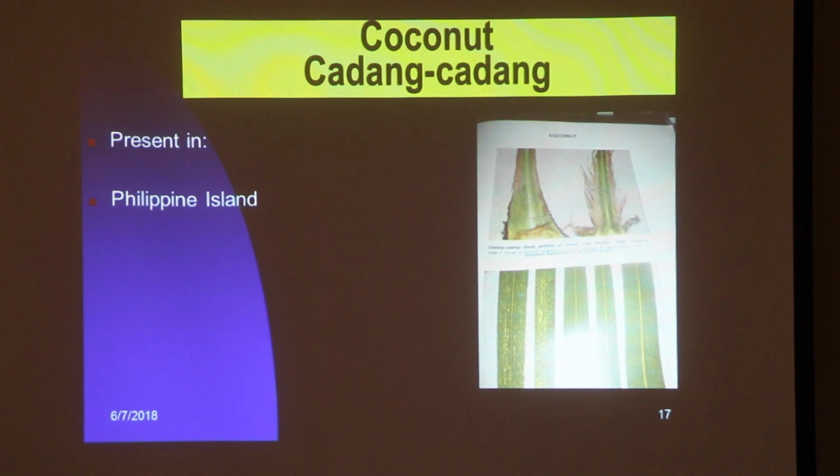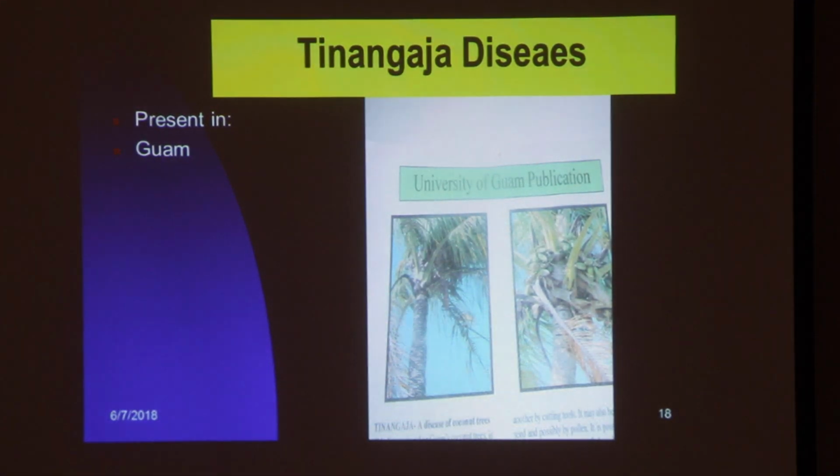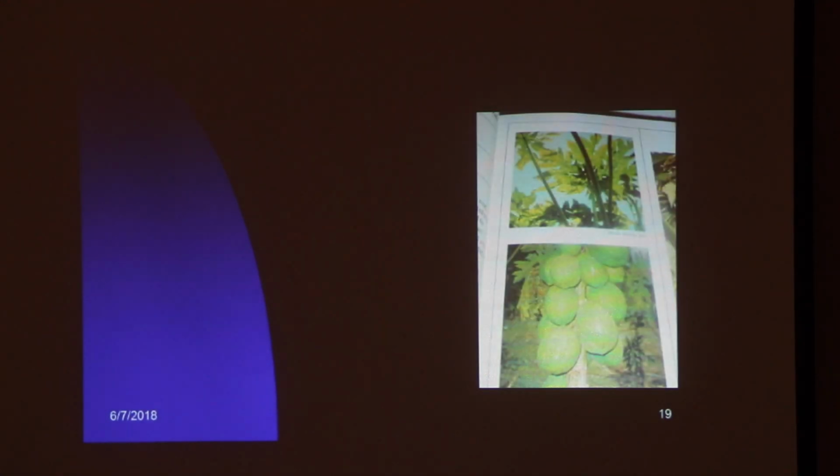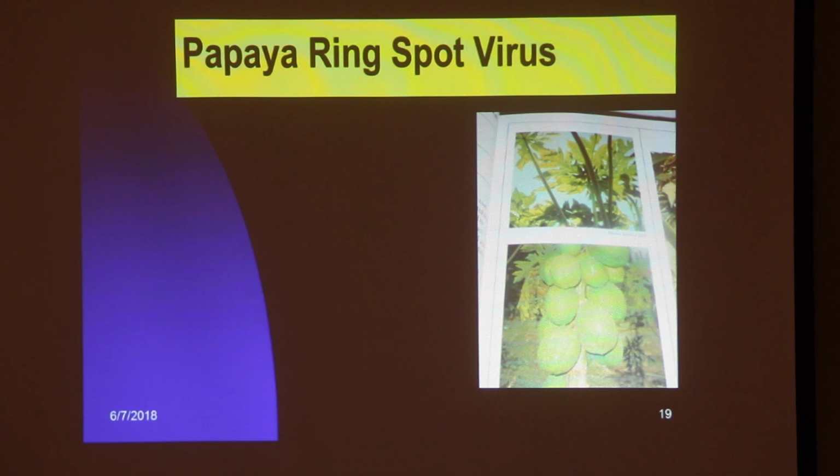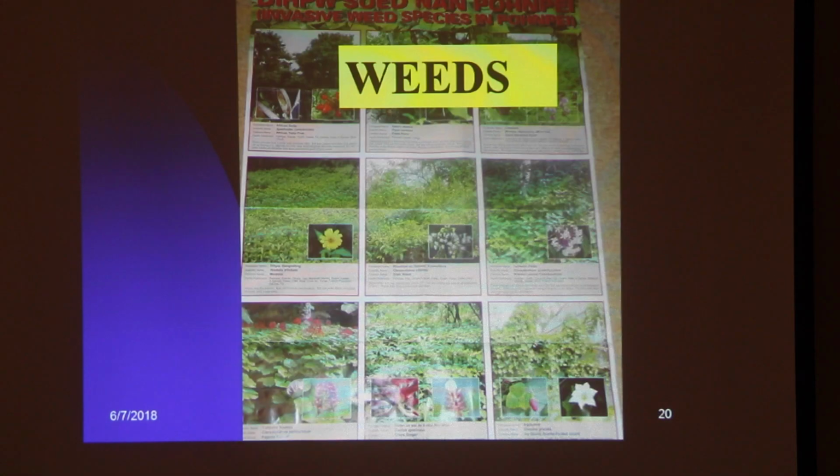Another one is coconut kadang-kadang. It's present in the Philippines. Another coconut disease in Guam is Tinan Chaha disease. There's another disease on papaya. It's called the papaya ring spot virus. It's present in Guam and Hawaii and India. We don't have this one. And weeds, there are many weeds which are not here in FSM.